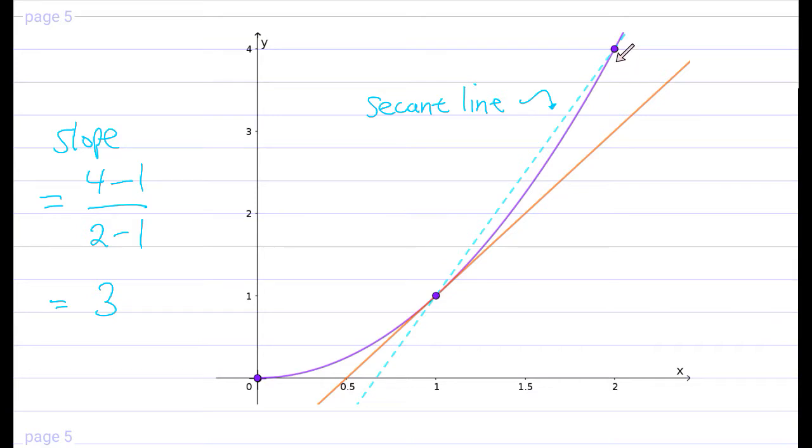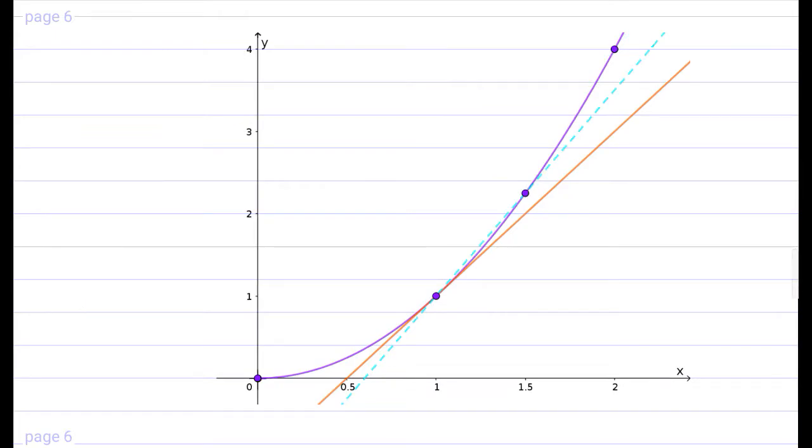Now you're probably thinking, okay, that is a completely different line than the orange line. But wait, what if I move this dot a little bit closer to this dot? Okay, here we go. Here's another secant line. Compare this line with the one we just had.